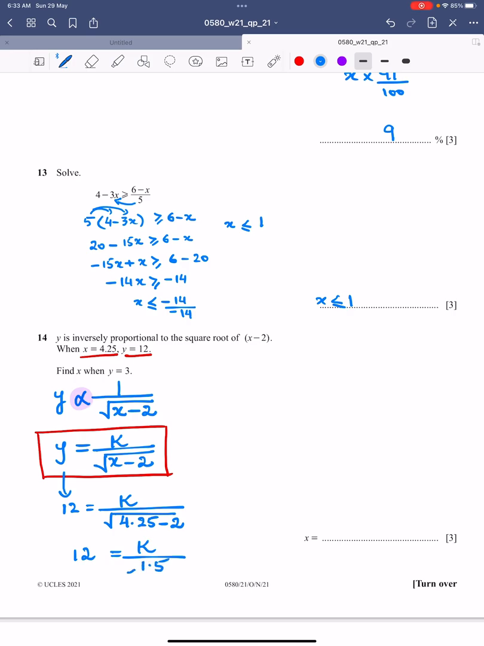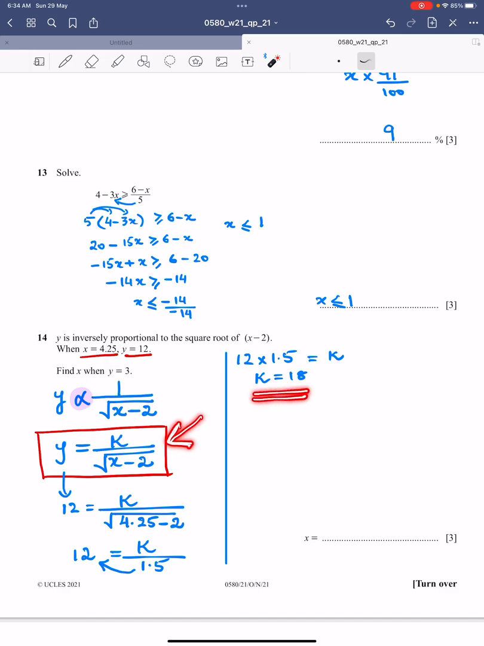We can take the 1.5. Division goes to the other side and becomes multiplication. So we have 12 times 1.5 is equal to k. And we find the value of k as 18. Now, we can use this formula that we have, and this time we can plug in 18 for k, and the value of k does not change because it's a constant. So k will always remain 18 for this question.